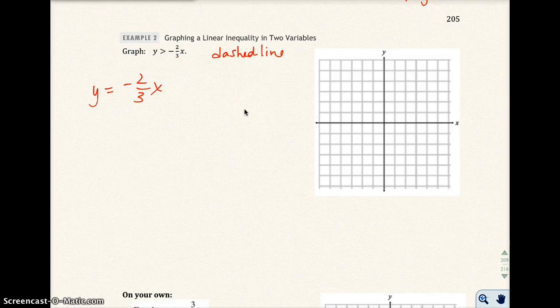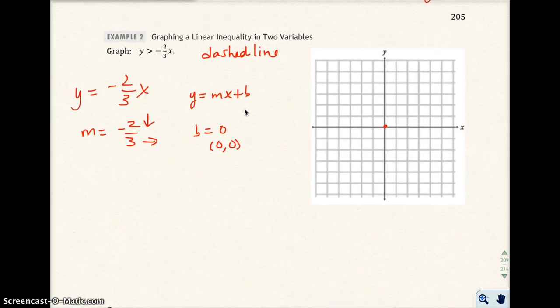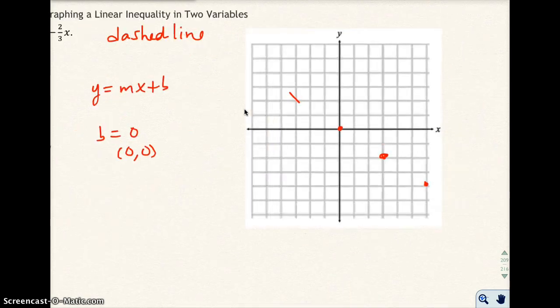So now I'm going to graph this, and this is actually from y equals mx plus b. Remember that? So m is -2/3. I'm going to go down 2 units to the right, 3. And my b is 0, so my point is 0, 0. I'm going to start at 0, 0. And I'm going to go down 2 to the right, 3. So I'm going to go ahead and draw that line, and make sure it's a dashed line. We don't want to include that line as part of my inequality.